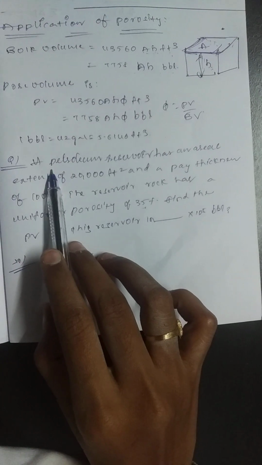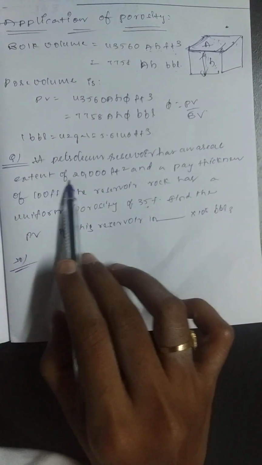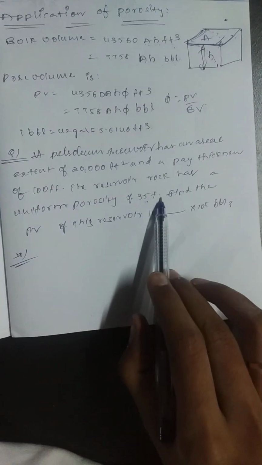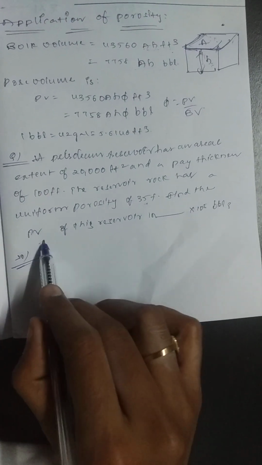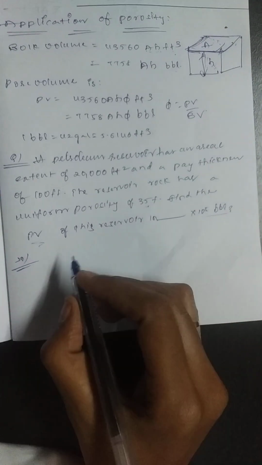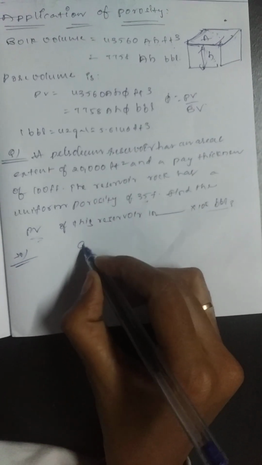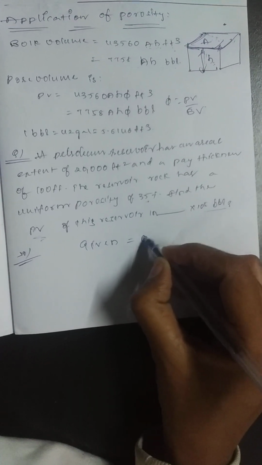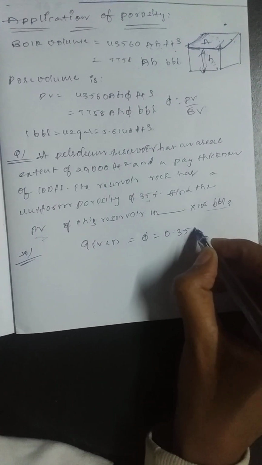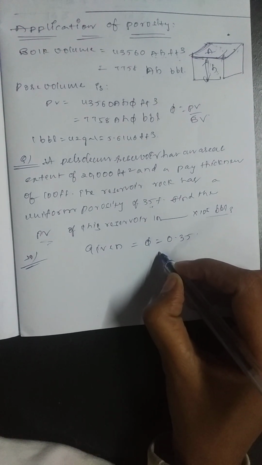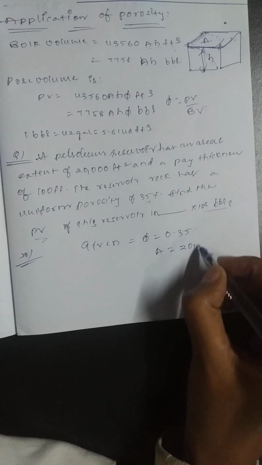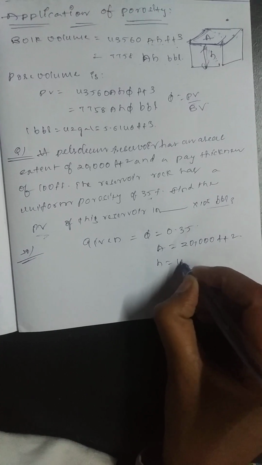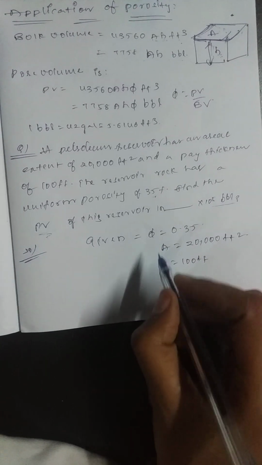A petroleum reservoir has an areal extent of 20,000 feet square and a pay thickness of 100 feet. The reservoir rock has a uniform porosity of 35%. Find the pore volume of the reservoir in barrels. First, just note down what they gave: 0.35 porosity, an areal extent of 20,000 feet square and a pay thickness of 100 feet. From this we can figure out that A and H are given in feet.